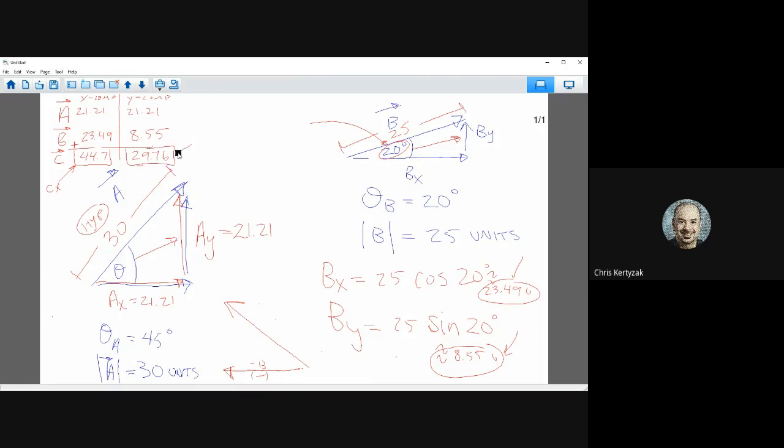So this value represents Cy. Okay, we're almost there. And this does take a little while, but I do believe it's important for students to understand how all these pieces kind of come together.